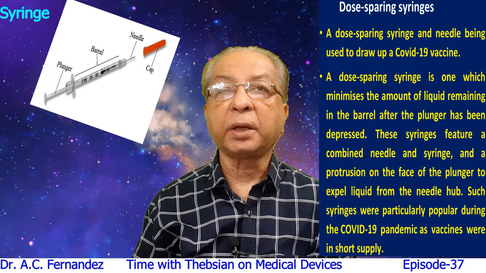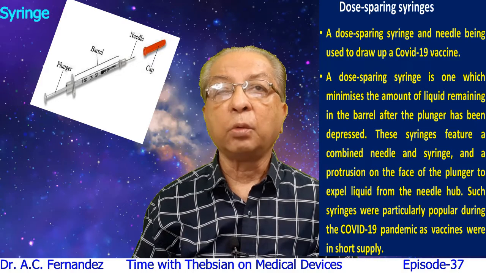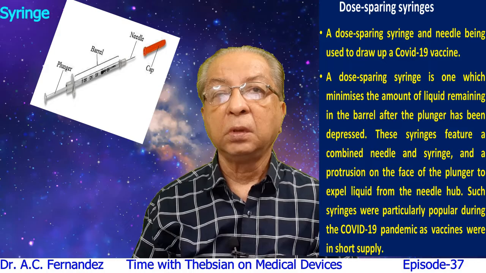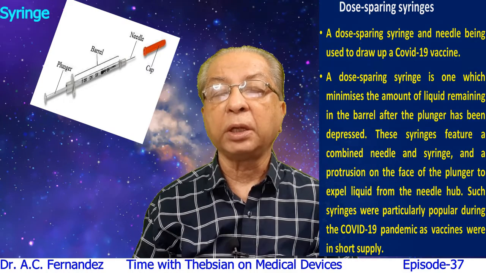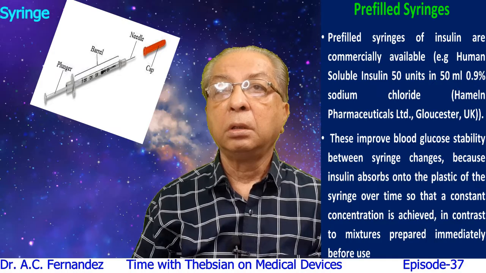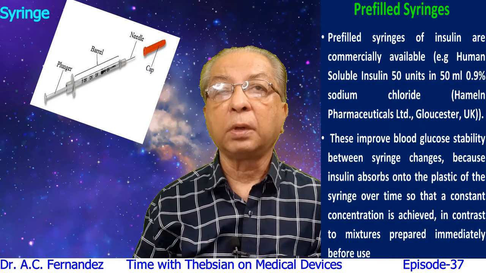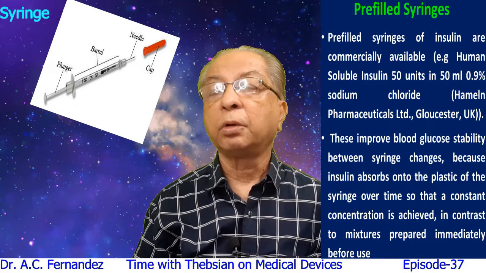Dose sparing syringes. A dose sparing syringe and needle being used to draw up a COVID-19 vaccine. A dose sparing syringe is one which minimizes the amount of liquid remaining in the barrel after the plunger has been depressed. Pre-filled syringes of insulin are commercially available. Therefore, human soluble insulin, 50 units in 50 ml, 0.9 sodium chloride solution.